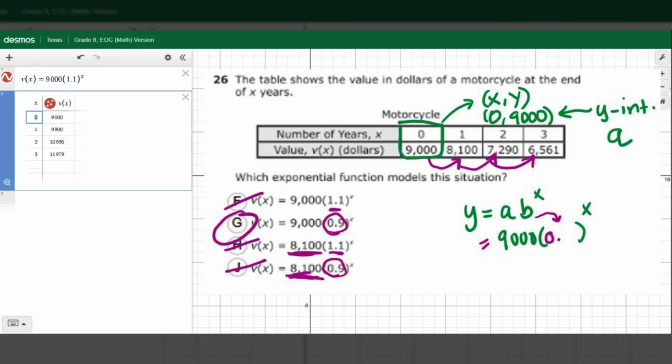So now let's go on with letter G because F doesn't match. Let's change to letter G. It's 9,000 also for a, but for b it's 0.9. Let's match the tables: 0 and 9,000, 1 and 8,100, 2 and 7,290, and 3 and 6,500. So letter G is the one that matches.